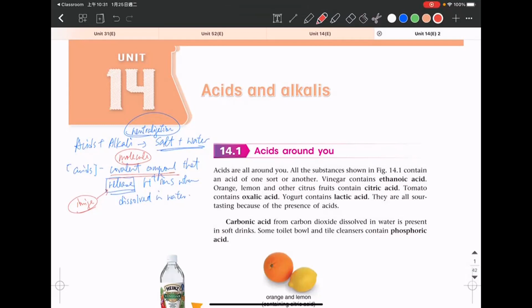Acid. Sorry. Acid contains hydrogen ion. Oh, acid contains hydrogen ion. How about alkali? Hydroxide ion. Oh, acid contains hydrogen ion, while alkali would contain hydroxide ion. Somebody says so, agree?